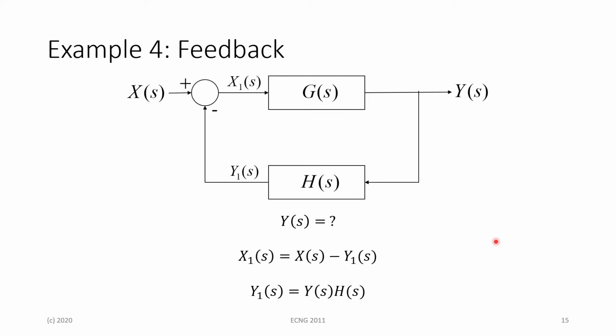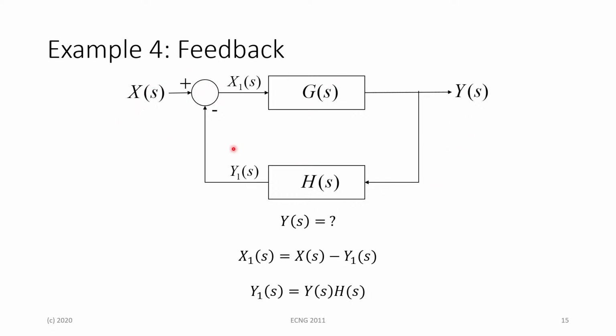So the next example, which is example 4, is probably the most important example that you need to pay attention to, because this actually forms the basis of doing block diagram reduction. And this is what we refer to as feedback. The reason why we refer to this as feedback is because the output here, y of s, goes back towards our input x of s.